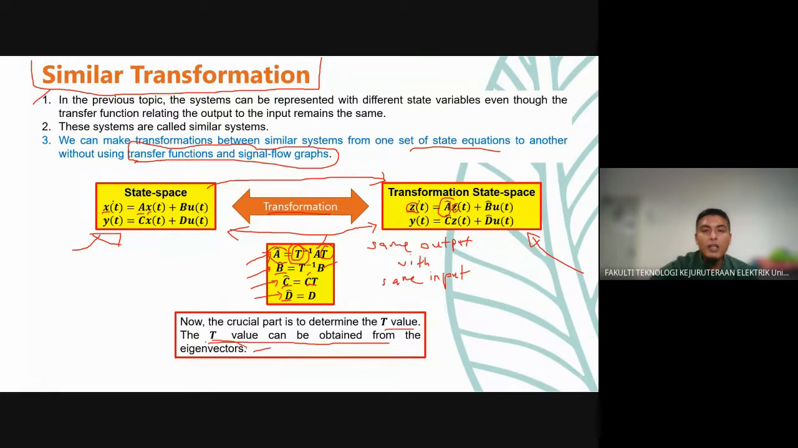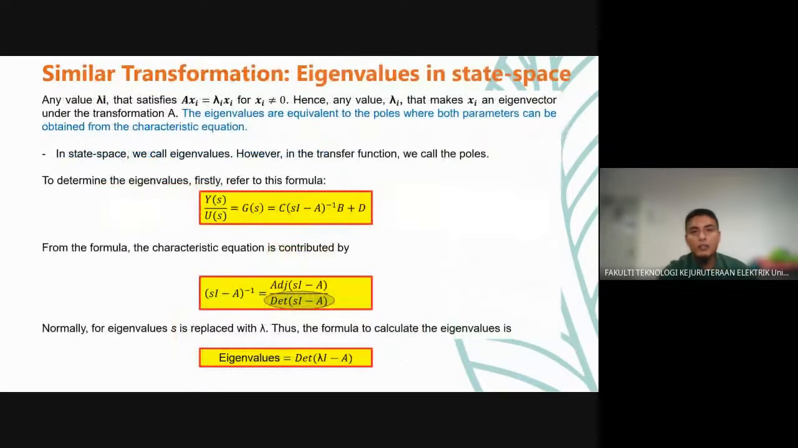So that's why in this subtopic, you will learn about the eigenvalues and also the eigenvectors, in order to get the T, and also to get the A hat, the new transformation. So firstly, we go to the eigenvalues.